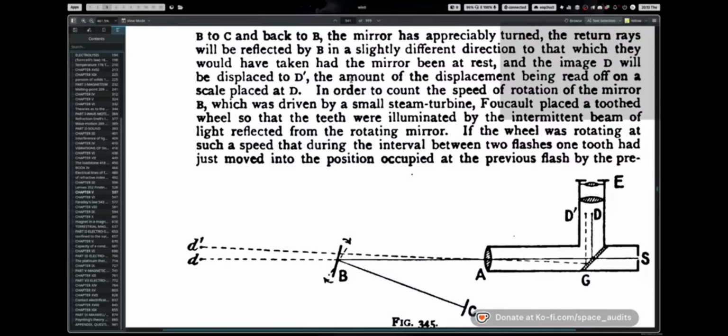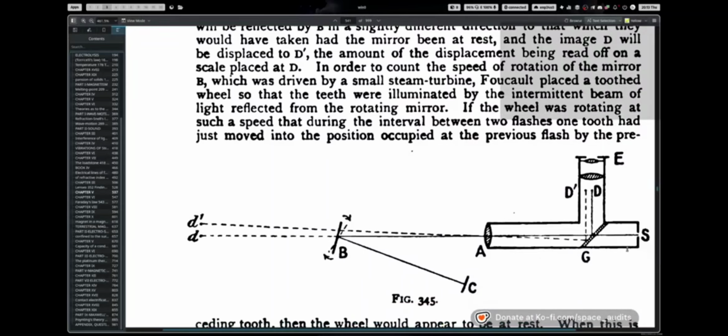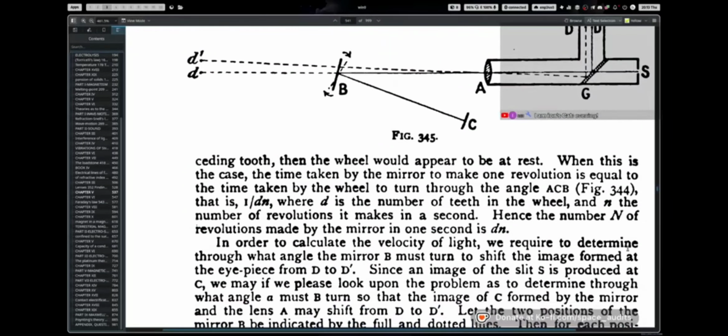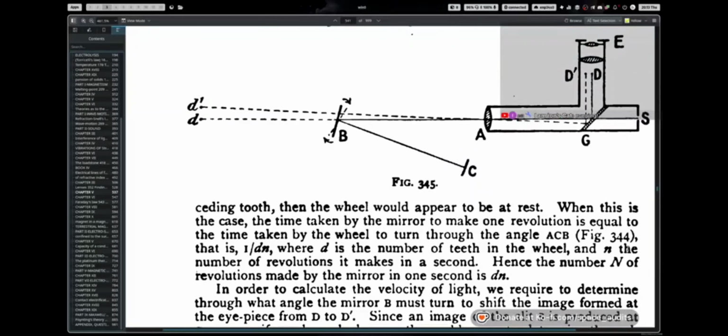If the wheel was rotating at such a speed that during the interval between the two flashes, one tooth had just moved into the position occupied at the previous flash by the preceding tooth, then the wheel would appear to be at rest. And we're actually talking about the strobing effect here. This is something that's used in strobe tuners, for example.